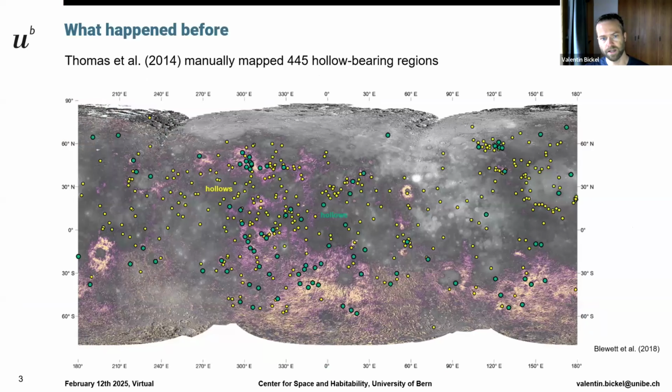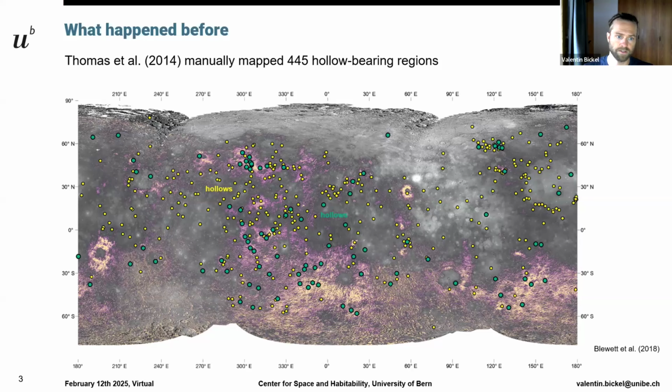And this is exactly what has been done in the past. So a couple of groups looked at hollow distribution manually, looking at mostly MESSENGER images. And most completely, that was achieved by Rebecca Thomas and others in 2014, who compiled a catalog with about 445 hollow-bearing regions. Those are represented on the map below by yellow and green dots. And this figure actually comes from Dave Blewett and others' 2018 book chapter about hollows. And this is a great resource. So all we know about hollows is based on this foundational catalog. So that's really great.